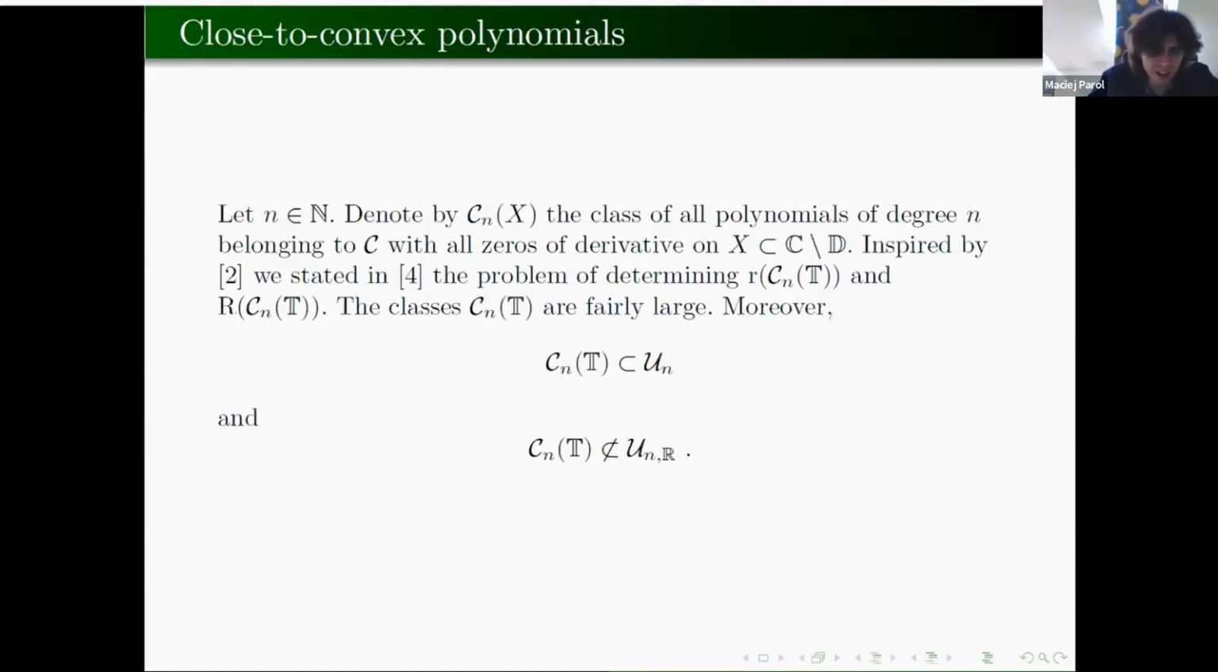Our classes are quite large because there are a lot of close to convex polynomials. And it's quite important that our class Cn of t is a subset of class Un, and Cn of t isn't a subset of UnR, because in every class Cn there is only one polynomial with real coefficients, and the rest of the polynomials have complex coefficients.